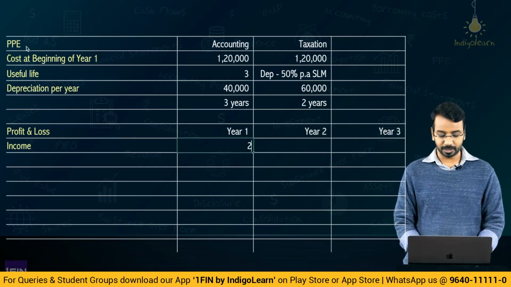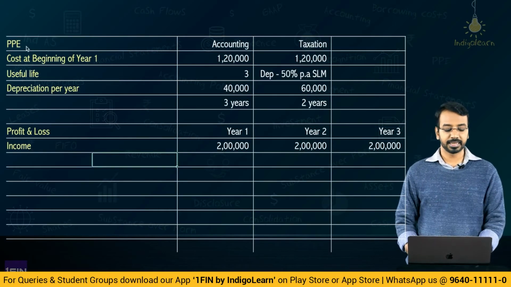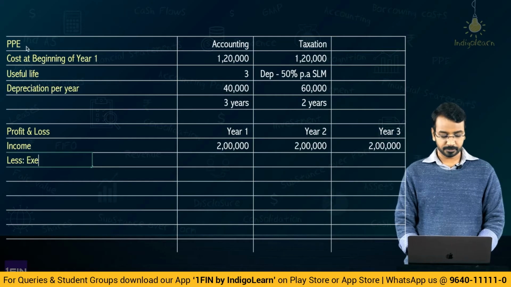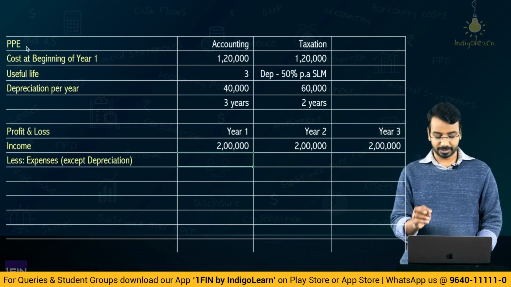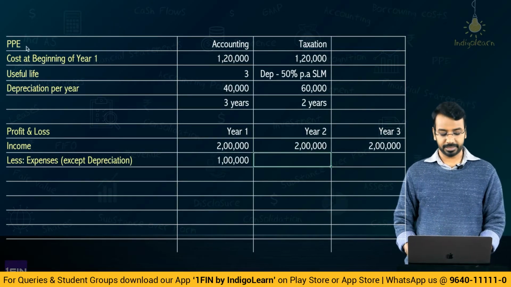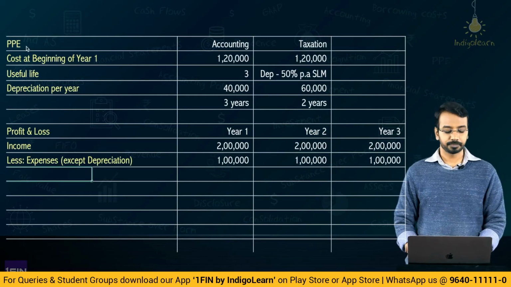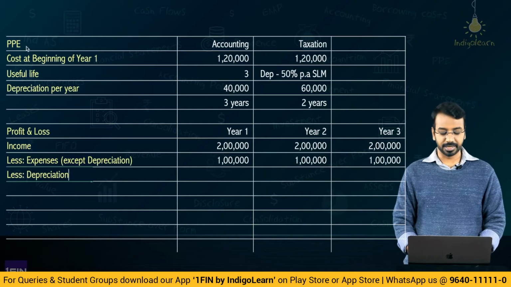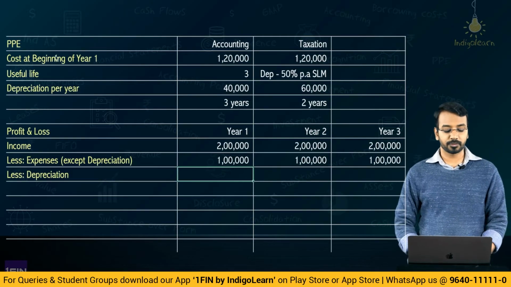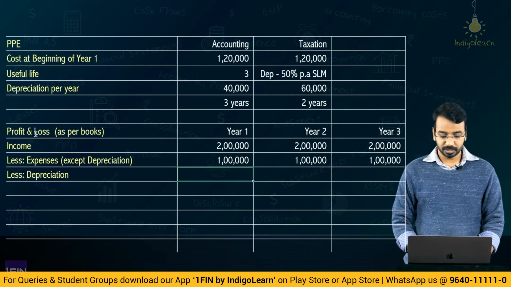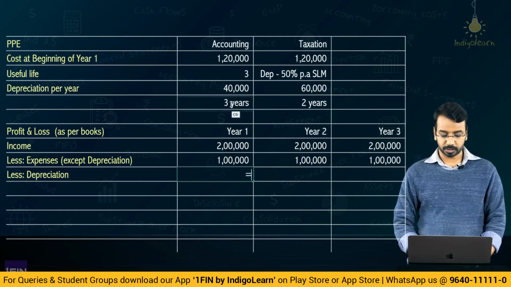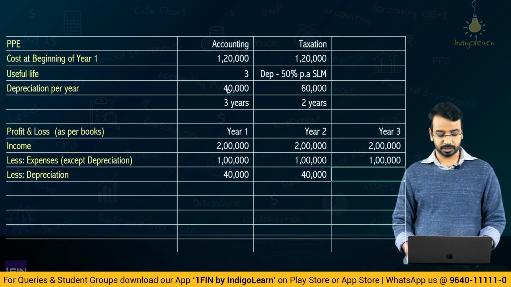For these 3 years, income is 2 lakhs, and it is 2 lakhs in each year, no difference. Then less expenses except depreciation. All other expenses except depreciation, assume for a moment, is 1 lakh. 1 lakh here, 1 lakh here, 1 lakh here, it doesn't change. Then depreciation for the purpose of books. When I'm saying profit and loss, this is as per books. How much is the depreciation? We just calculated 40,000 per year. So 40,000 first year, 40,000 second year, 40,000 third year.